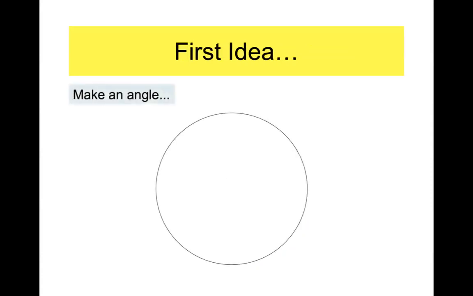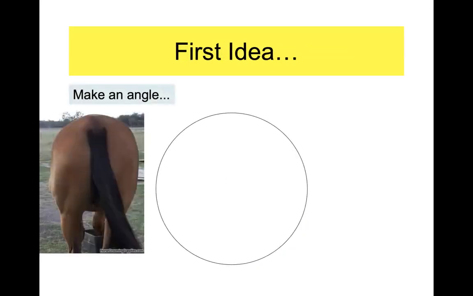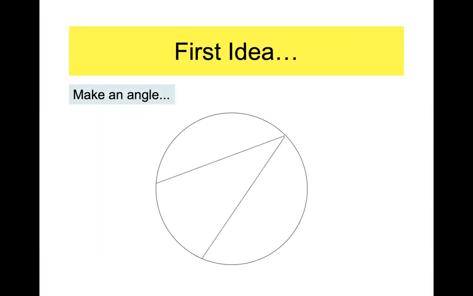All right, so here comes the new stuff. Here's the first idea. So make an angle, but this time we're not going to make a central angle. This time we're going to put the vertex on the circle. And when we put the vertex on the circle, that ain't a central angle. Angle 1 is not a central angle. It doesn't come from the center. It comes from a vertex that's on the circle.